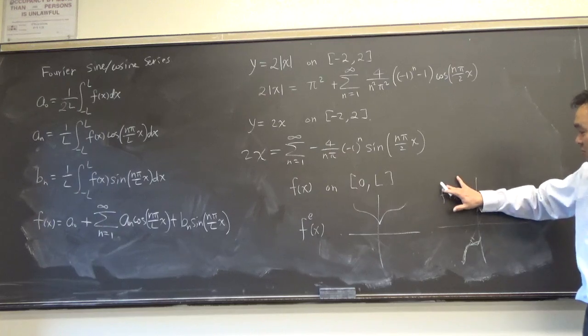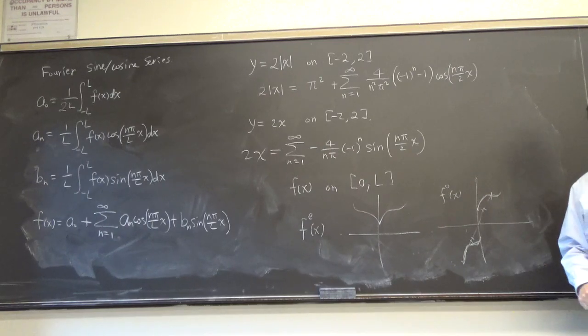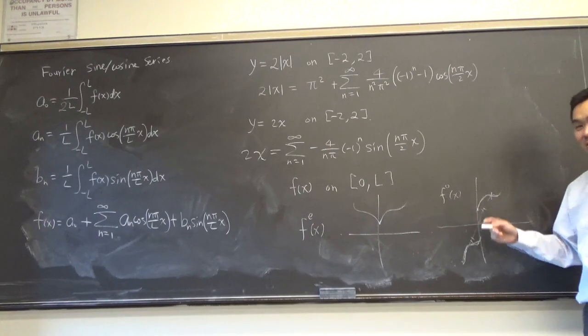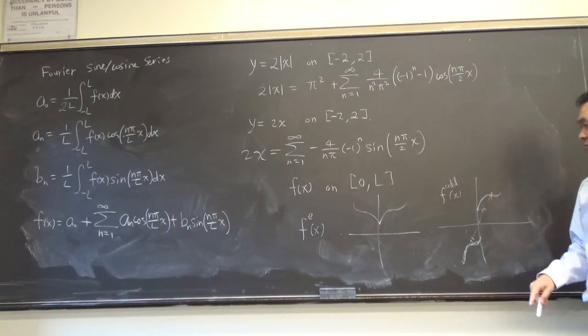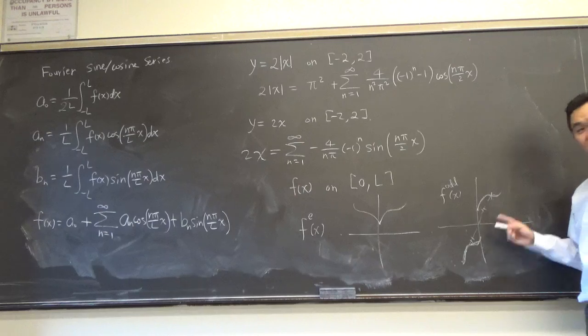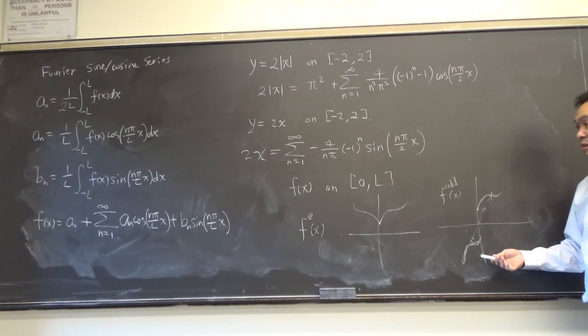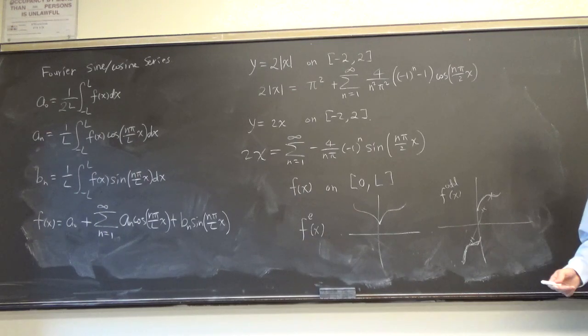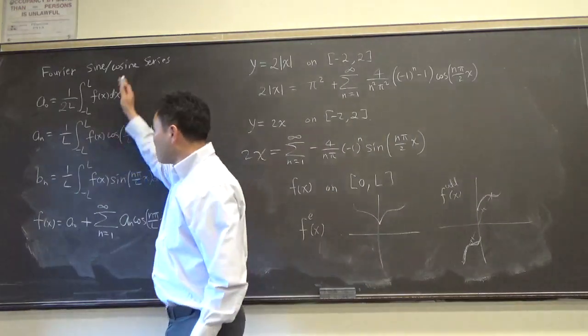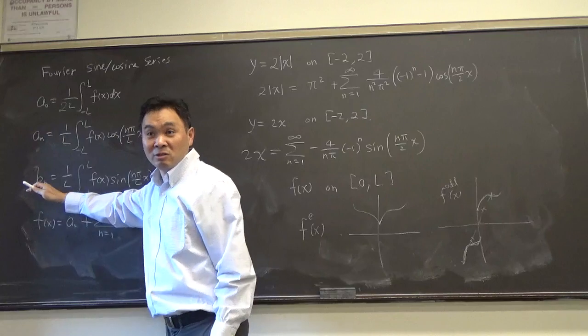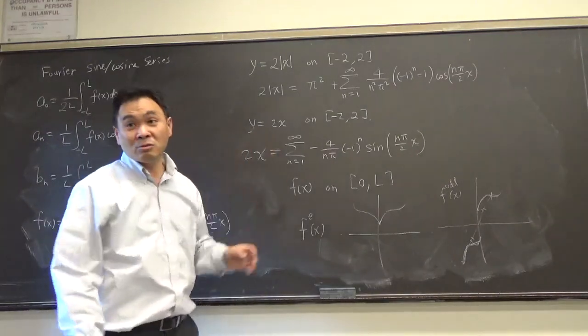This is not 0, this is a letter O. It's a poor choice of symbol there, I'm sorry. But this is the odd extension. I'll just write ODD, that's better. F odd x would be this function. And if you take the Fourier series of this, it will make the a0 and an disappear, whereas the bn will be the only survivors, and you're going to end up with the Fourier sine series.